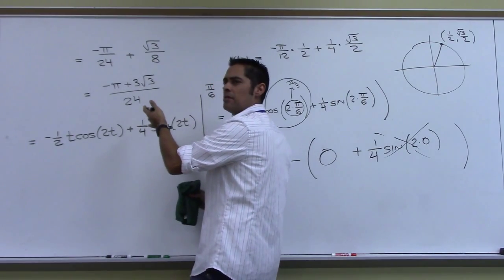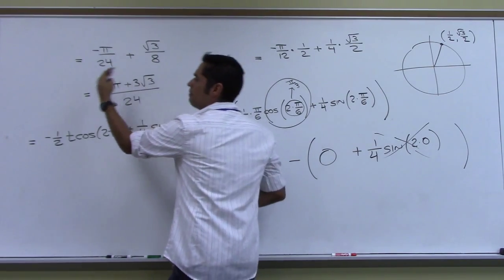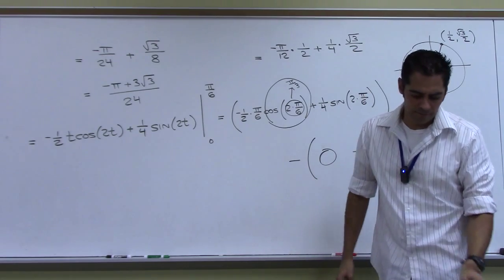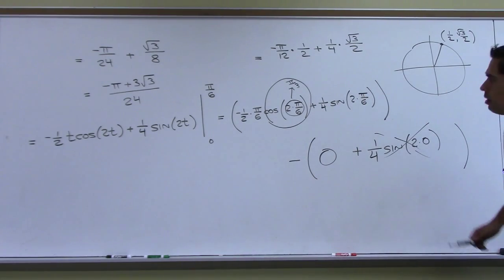That might be what the book has. Or they might put 3 root 3 minus pi over 24. Either way, are we all right with this?